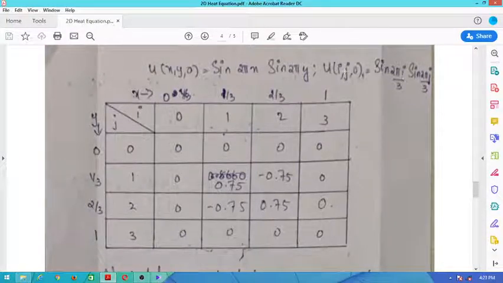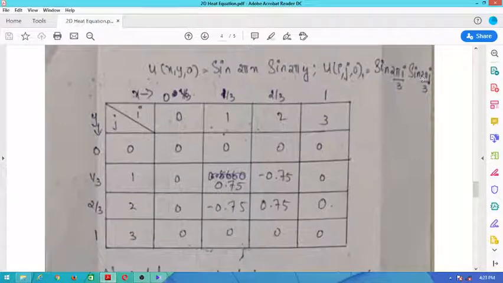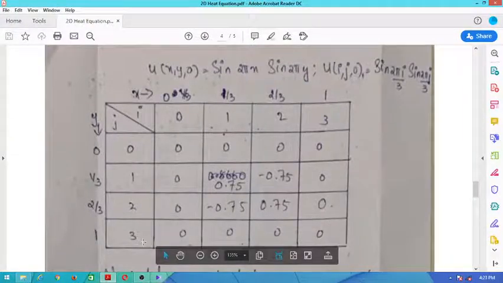When i equal to 3, we will get sin 2 pi. Sin 2 pi is again 0. Therefore, whenever i equal to 3, all the u values are 0. Also, when j equal to 3, sin 2 pi by 3 into 3, this term reduces to sin 2 pi. The value of sin 2 pi is 0. Therefore, the values in the last row are also 0.